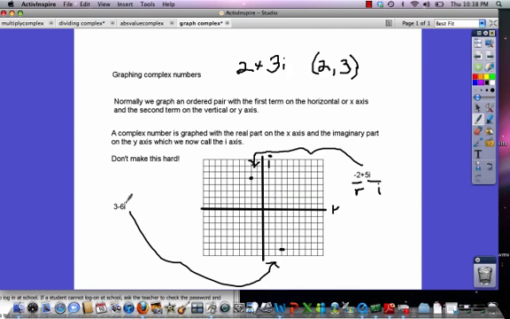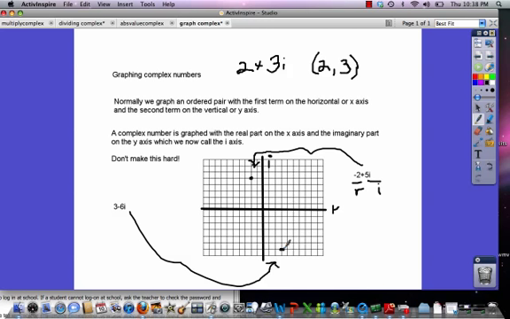So let's look at 3 minus 6i. The 3 is going to be 1, 2, 3 over, okay? And then the 6 is going to be negative 6, so it's going to be down 6. And so we got 3 minus 6i on our new coordinate plane.